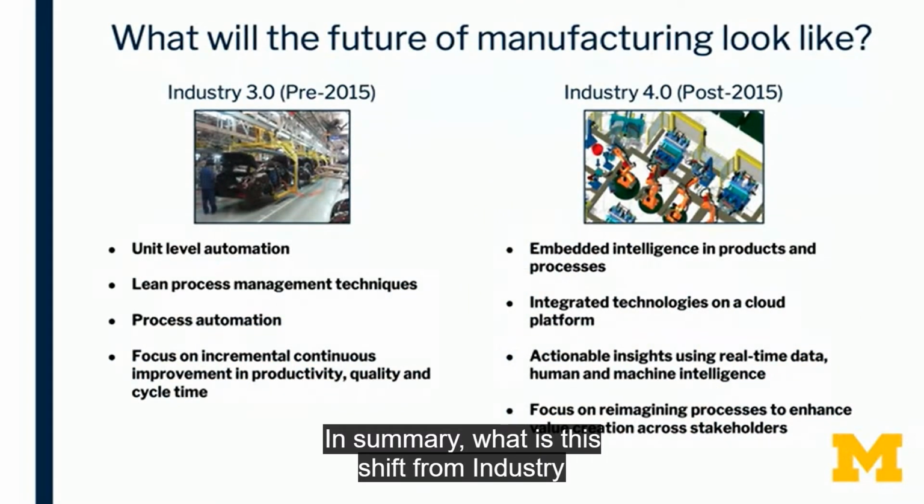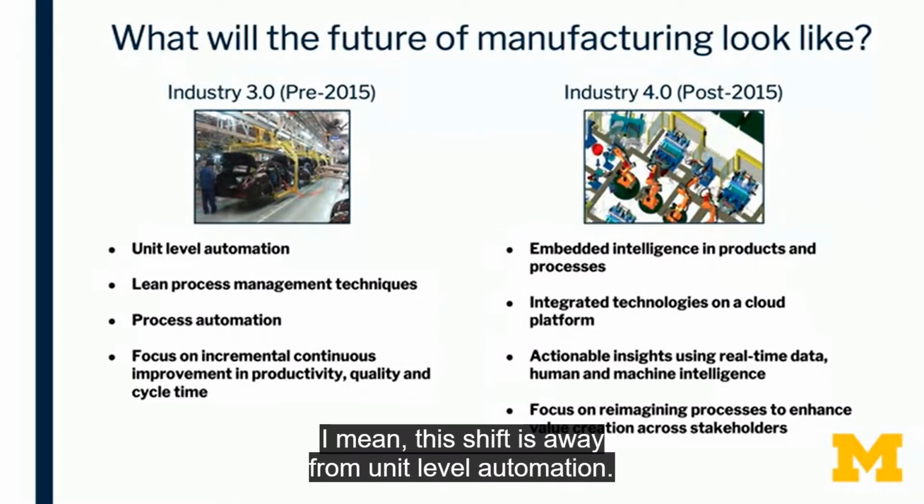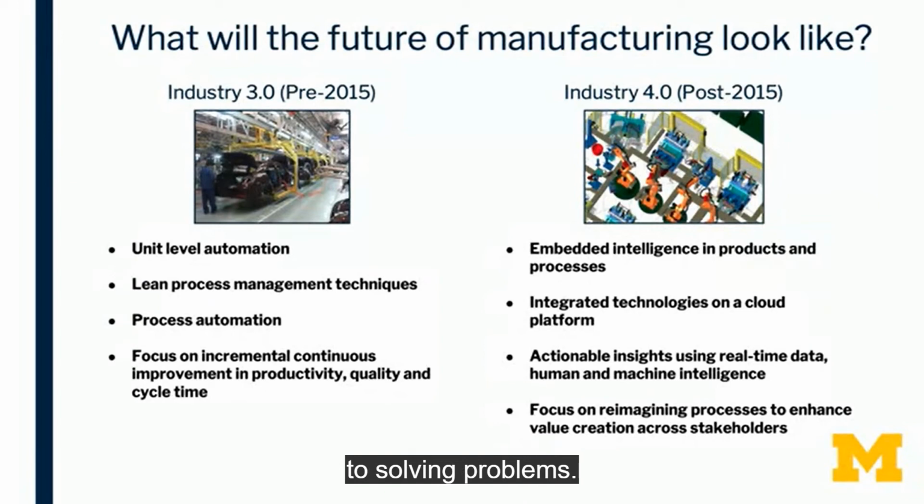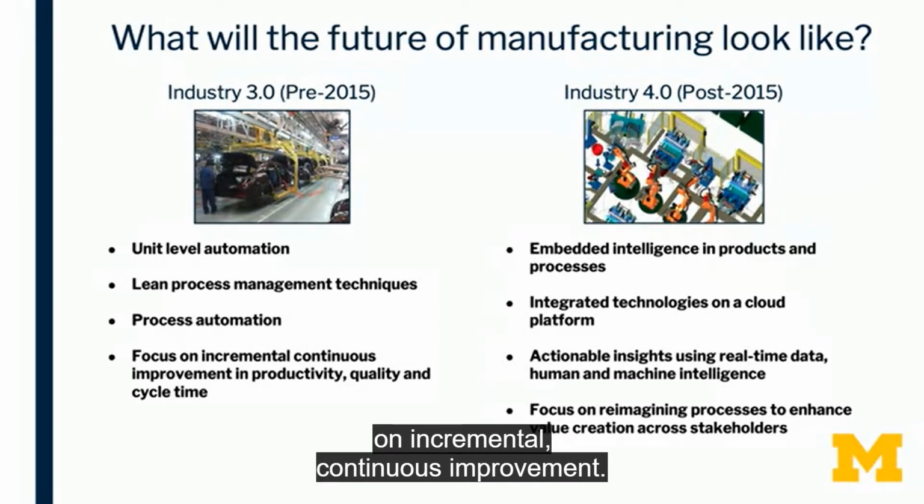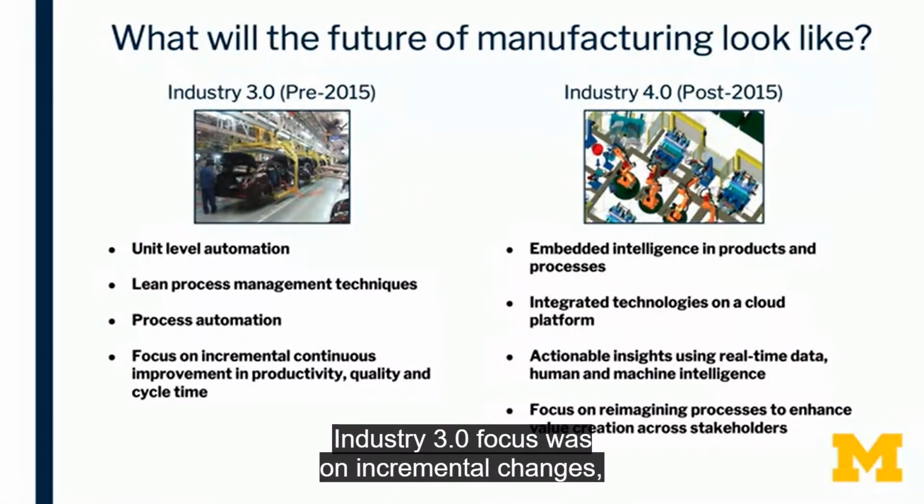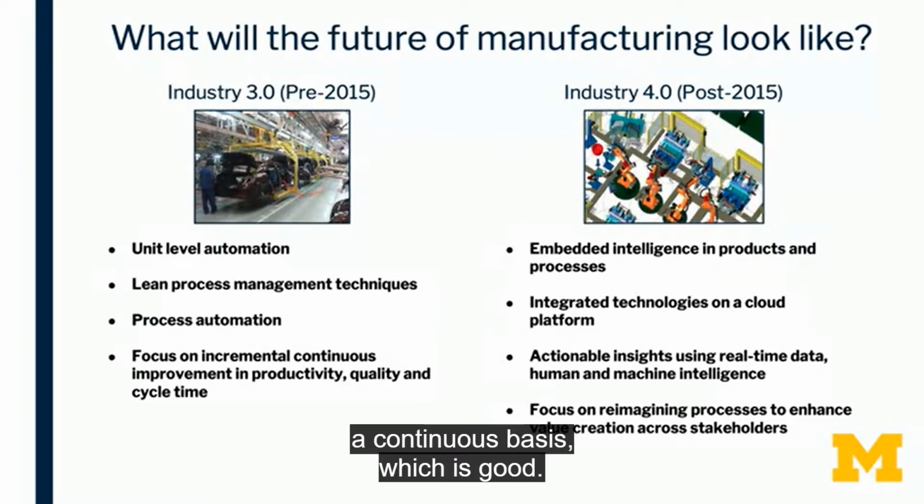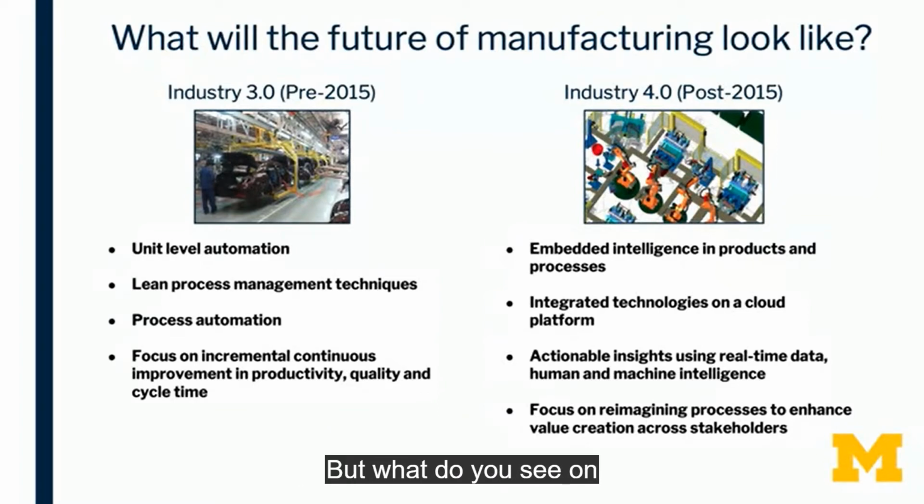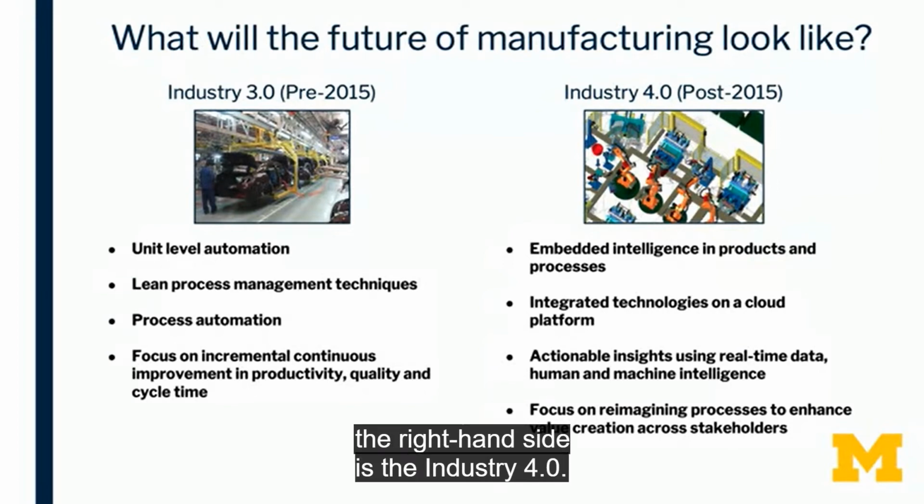So in summary, what is this shift from Industry 3.0 to Industry 4.0 we are talking about? As you can see in the slide, this shift is away from unit level automation, and away from just a process-focused approach to solving problems. It is a shift away from a focus on incremental continuous improvement. Basically, Industry 3.0's focus was on incremental changes, incremental improvement on a continuous basis, which is good. But what you see on the right-hand side is Industry 4.0.